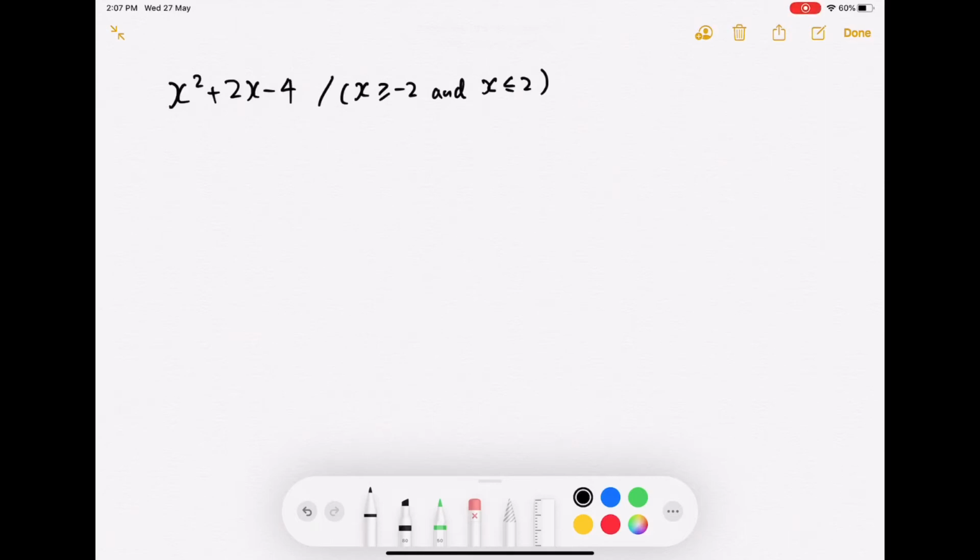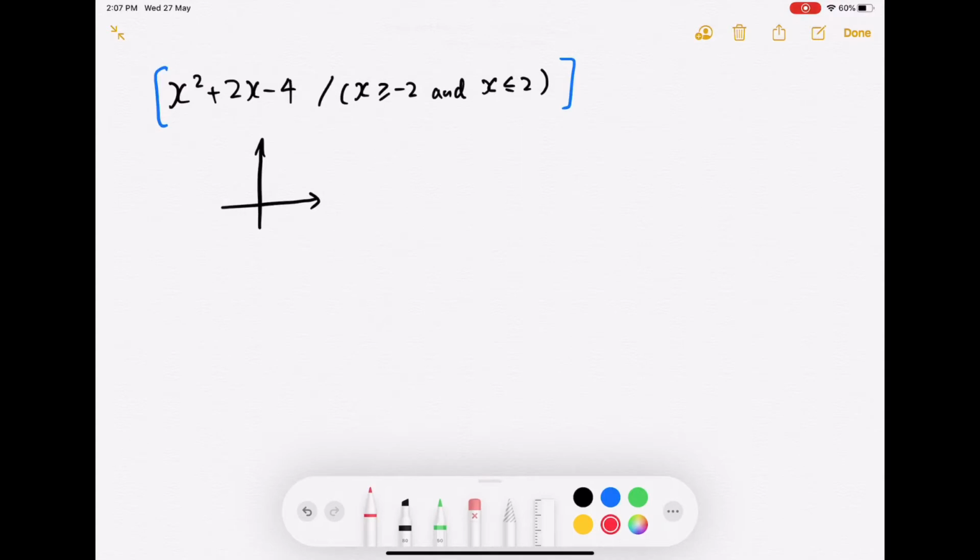So for our next type of question for function, we have our quadratic equation and we are given a limit. X is more than or equal to -2 and x is less than or equal to 2. So we're going to put this whole thing down into our graphic calculator (GC) to sketch the graph. We will get something like this.